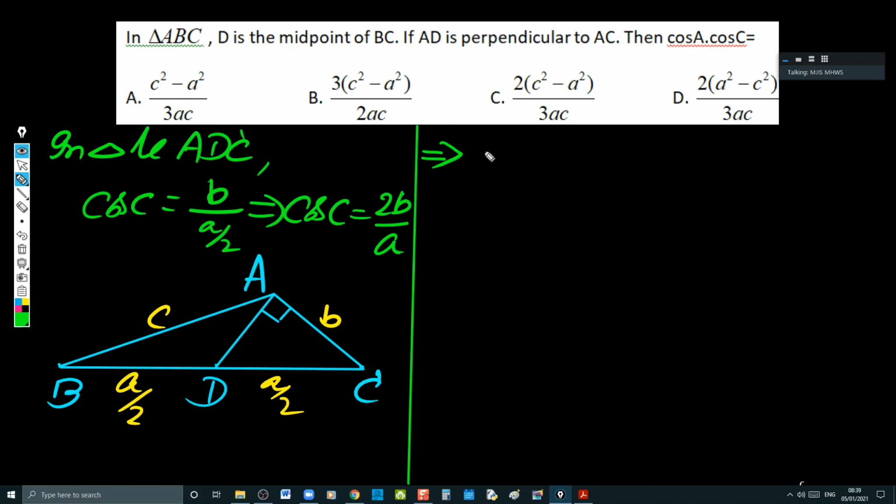Anyone, please tell me what is cos C? A square plus B square minus C square upon 2AB is equal to 2b by A.